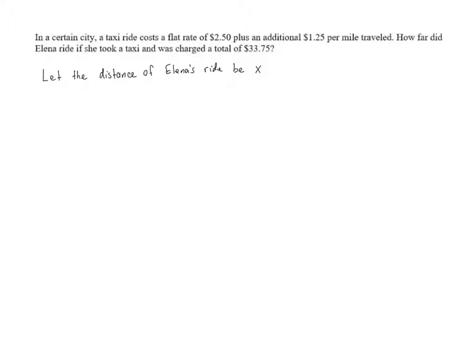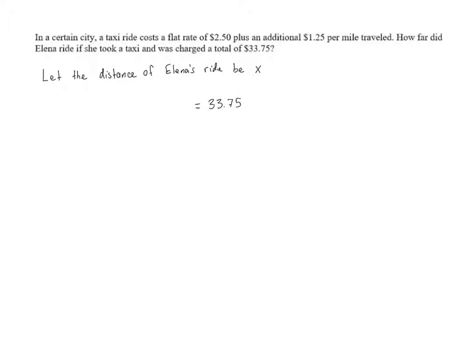Now we know the total cost of her taxi ride was $33.75. So if we can write an expression that shows how that was calculated, that total is going to have to be equal to $33.75. So let's look at how she's charged for this ride.